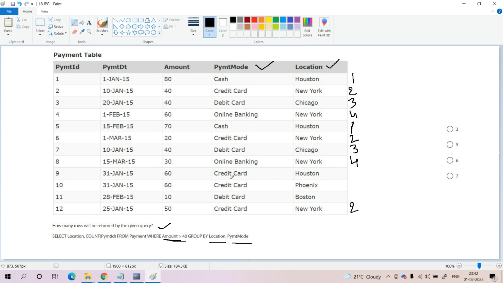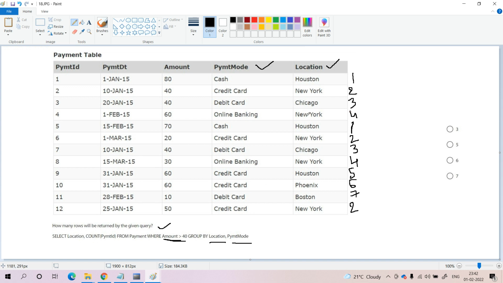And the fifth group is credit card Houston. It is not available anywhere else, so it is a special group, the fifth group by itself. The sixth group is credit card Phoenix. And the last group is debit card Boston. Now totally 7 groups are there with the combination of payment mode and location.